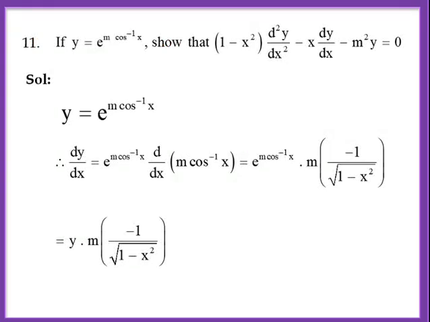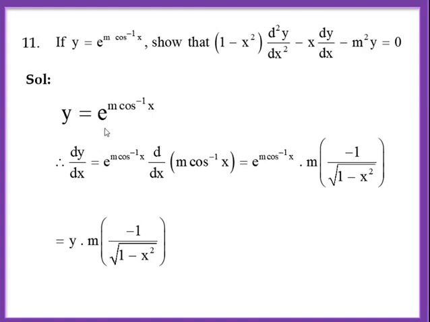The next one: if y equal to e raised to m cos inverse x, show that 1 minus x square y2 minus x y1 minus m square y equal to 0. Remember, y1 means dy dx and y2 means d2y by dx square. Y equal to this. Some students take logarithm on both the sides, but I have continued with this only. So y equal to e raised to m cos inverse x.